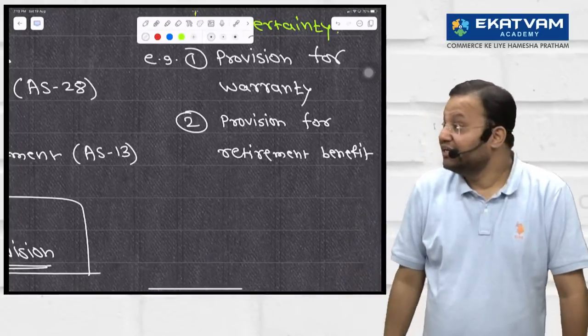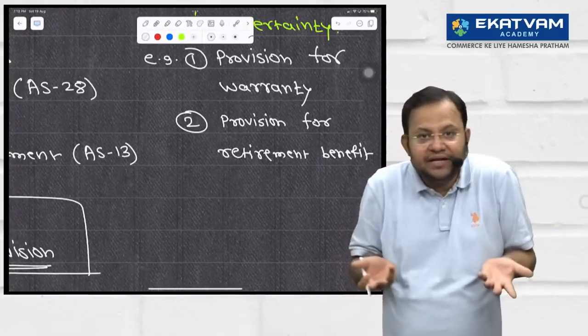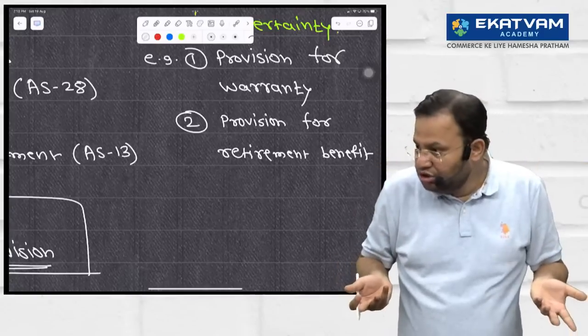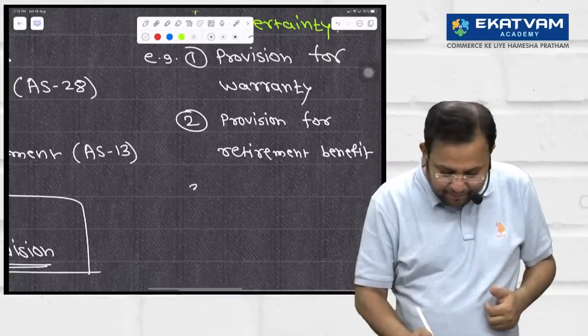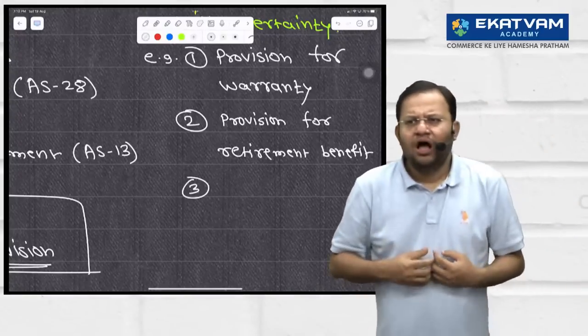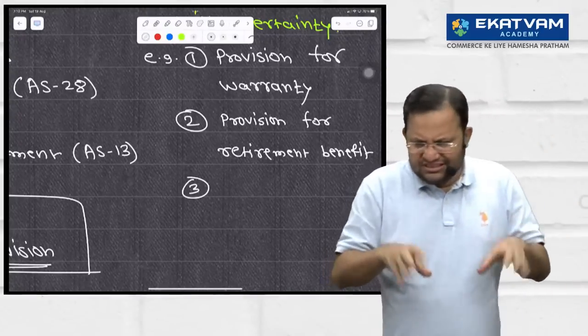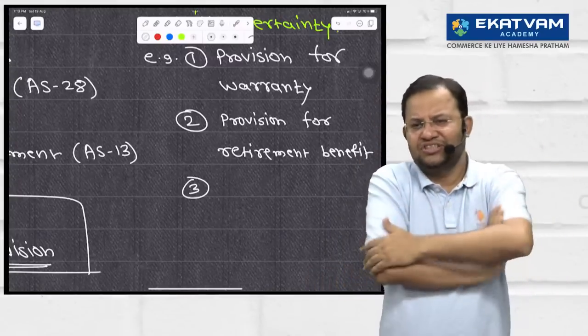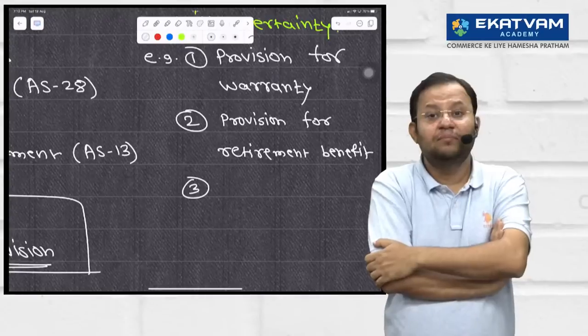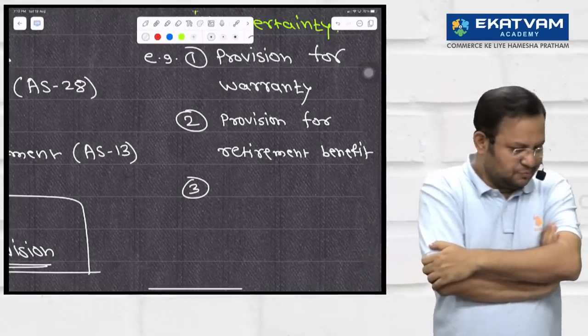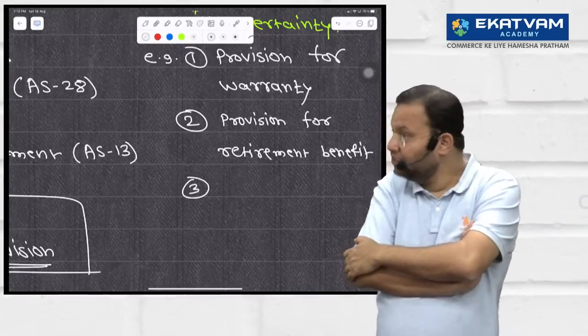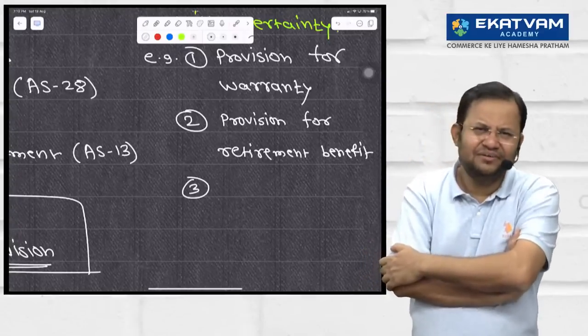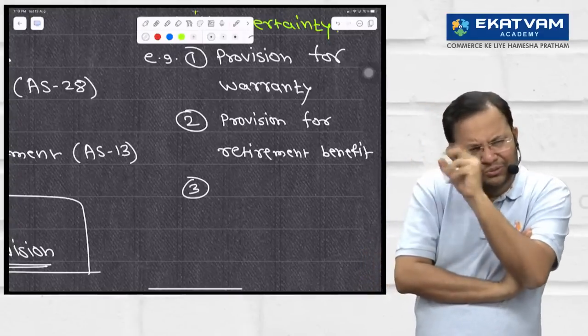Provision for retirement benefit is a liability, amount of which is not known to me with certainty. Another example. I'm doing a business, I'm selling goods to customers, I'm incurring expenses. In this entire process, I expect to make certain profit. In this process, I expect to make what? Profit. ठीक है? अब सुनो.